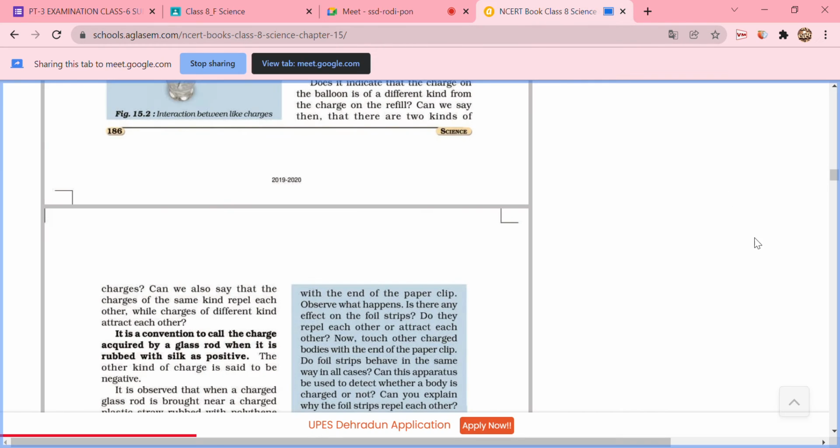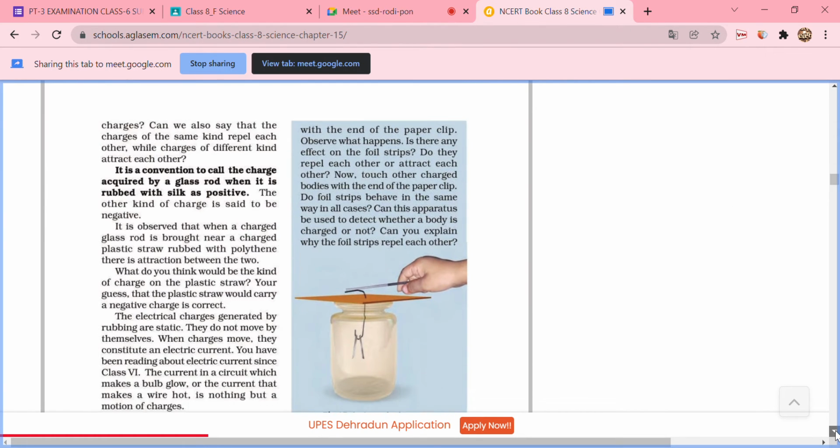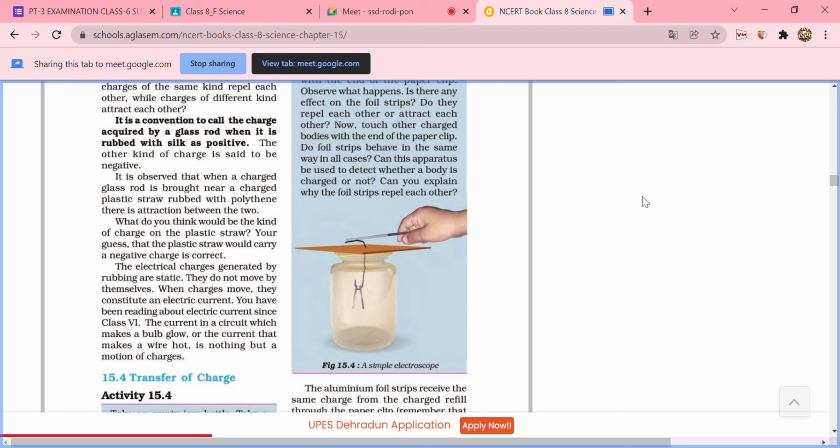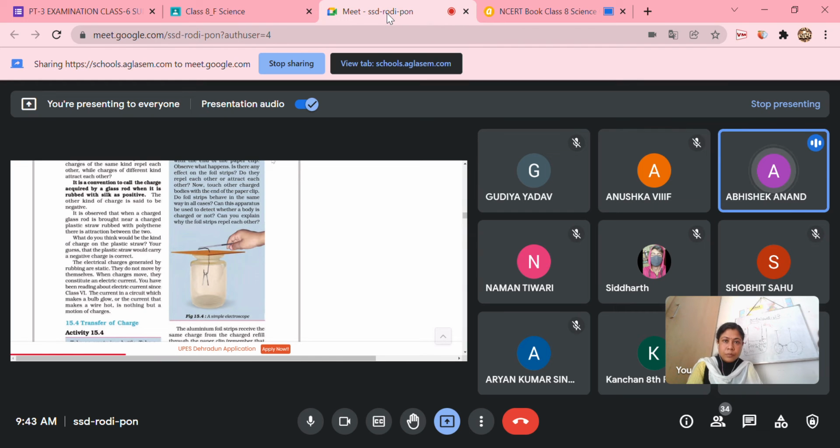The other kind of charge is said to be negative. It is observed that when a charged glass rod is brought near a charged plastic straw rubbed with polythene, there is attraction between the two. What do you think would be the kind of the charge on the plastic straw? Your guess that the plastic straw would carry a negative charge is correct.